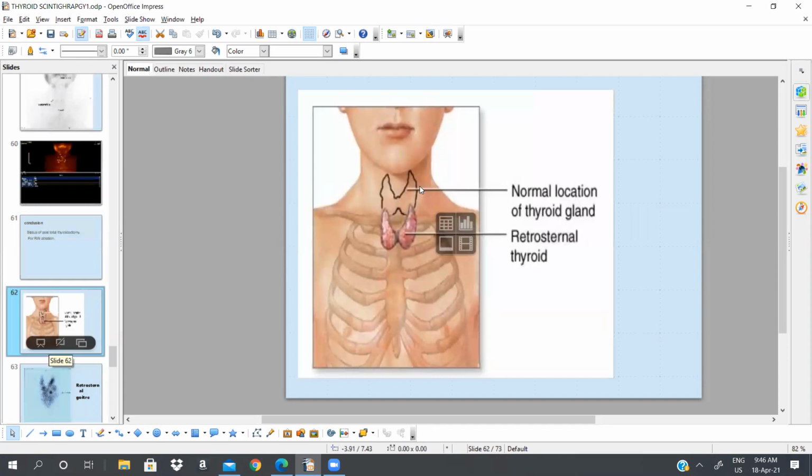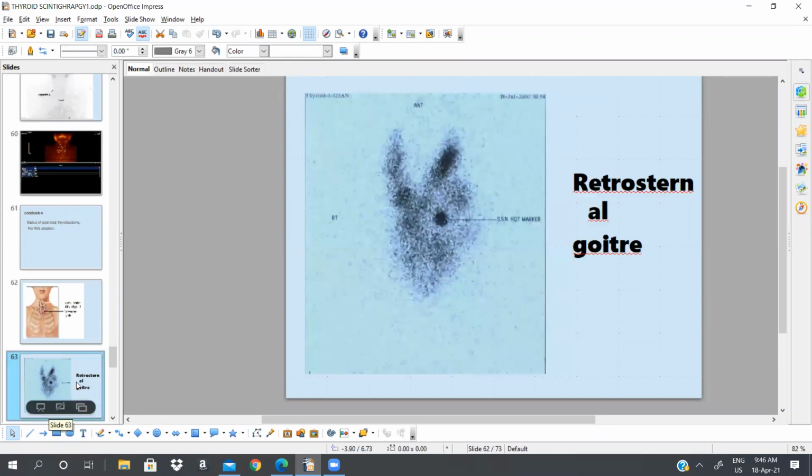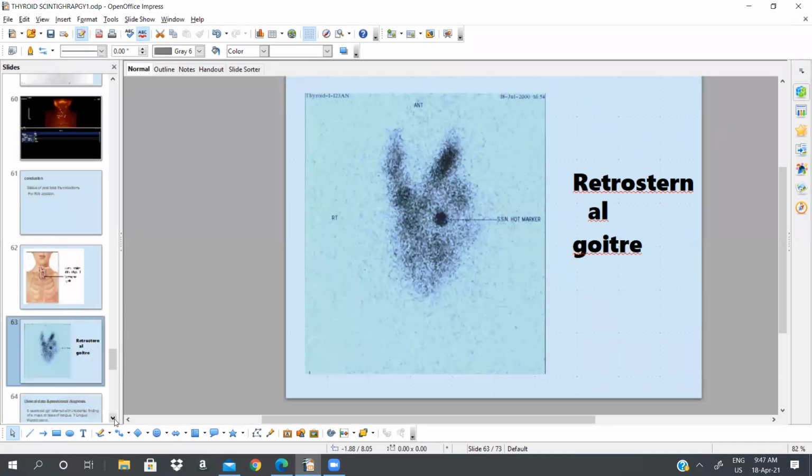Let's say about this. This is the normal location of the thyroid, and here is where the retrosternal thyroid you can find. This is one example. I'll show you an image of retrosternal. Here you see the suprasternal notch. So part of the thyroid is in the thyroid bed, but a big part is retrosternally. This, of course, if you need it for removal, the surgeon should know that the thyroid is extending down. Okay, this is an example of retrosternal goiter.